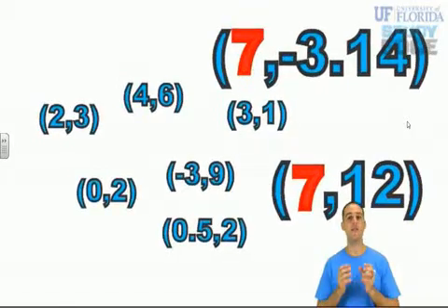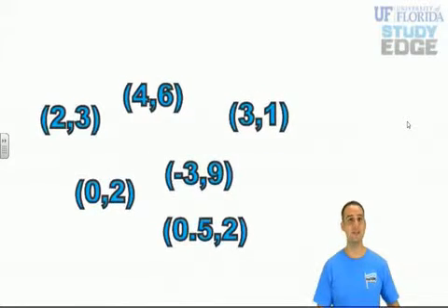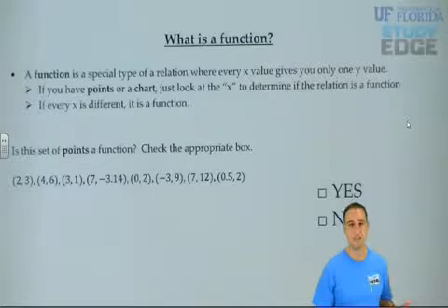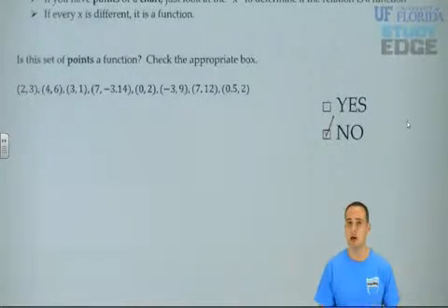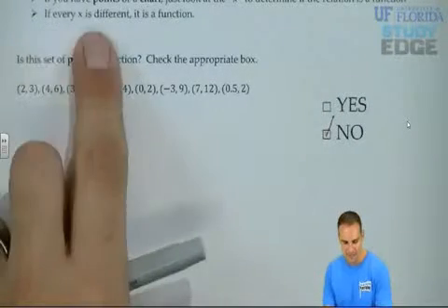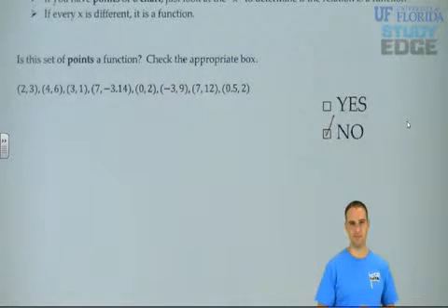So therefore, this relation is not a function. The answer to this question is going to be no, it is not a function. Because again, we had 7 appear twice. It can only appear once. If every x is different, it is a function. But since it wasn't, it is not a function.